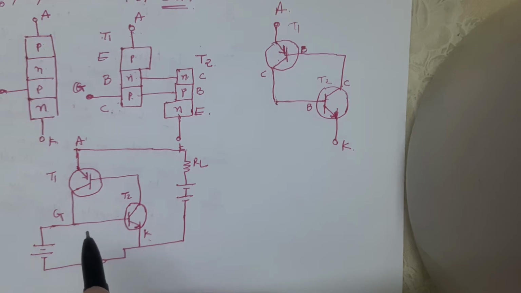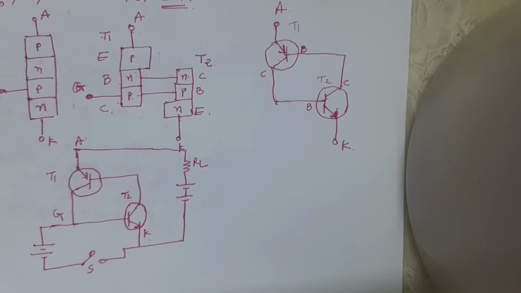Assume that the supply voltage V is less than breakover voltage, as it usually is. With gate open, that means switch S is open, there is no base current in the transistor T2. Therefore, no current flows in the collector of T2 and hence that of T1. Under such conditions, the SCR is open.